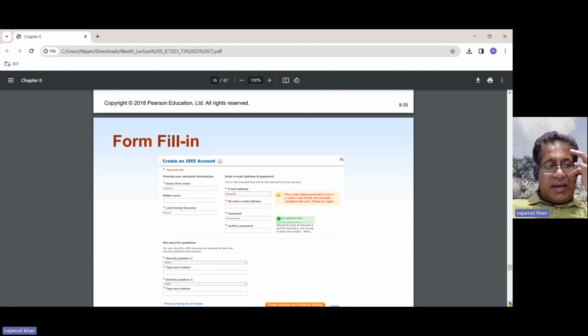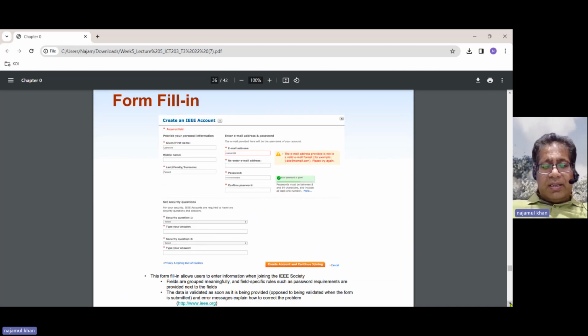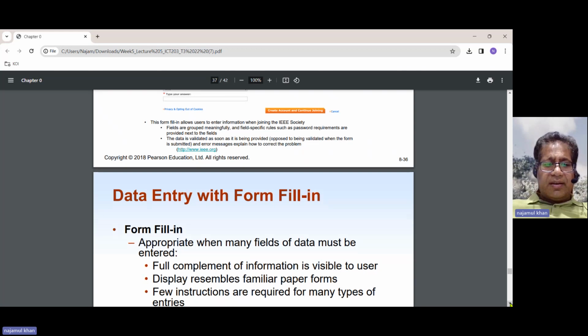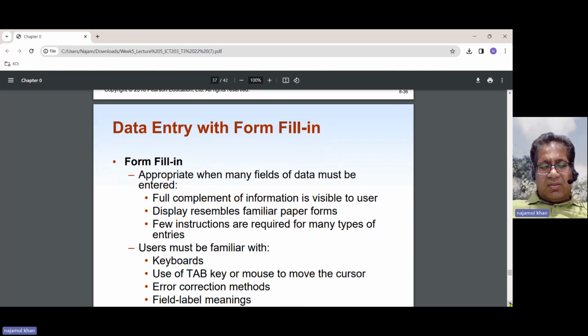Or, for example, creating an IEEE account, which is one of the engineering search engines. You can see here how short it is, and it contains only a few boxes to fill in. As brief as possible is the message here. Okay, now data entry. Of course, you guys have done data entry with different forms. The same message I'm trying to give is written here.